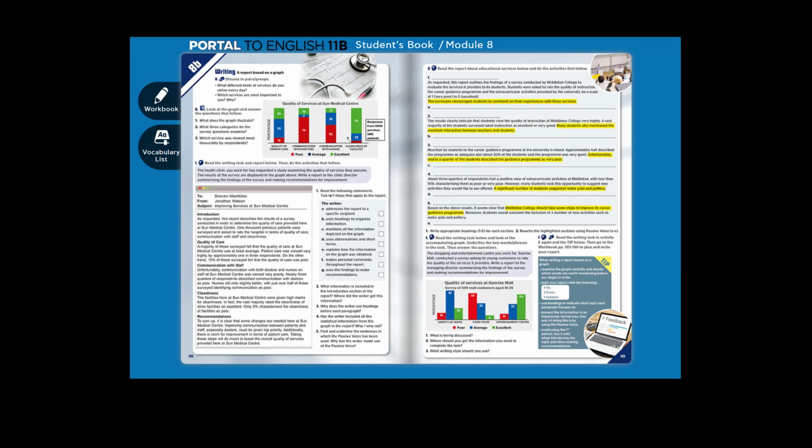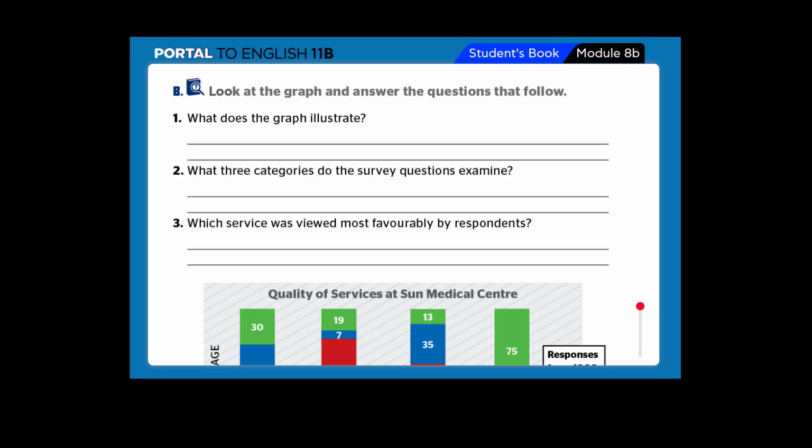إذن اليوم لو سمحتوا نفتح كتابنا على صفحة 122 in your student book Unit 8 Writing Section B. And we're gonna start with Section B. Look at the graph and answer the questions that follow.